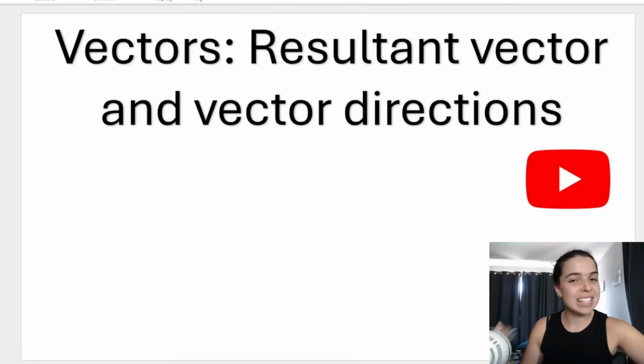But in this one, let's focus on what the resultant vector means. What does it mean? What is it? And how do we determine the different vector directions?